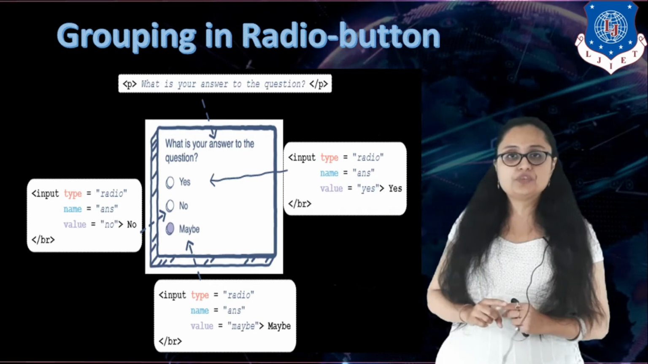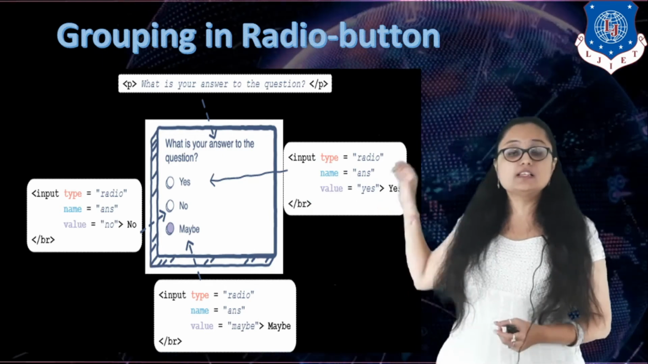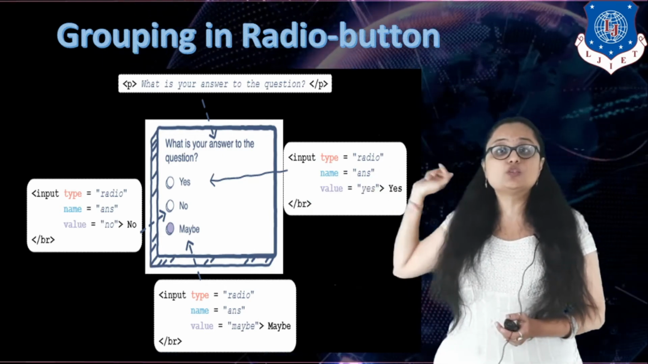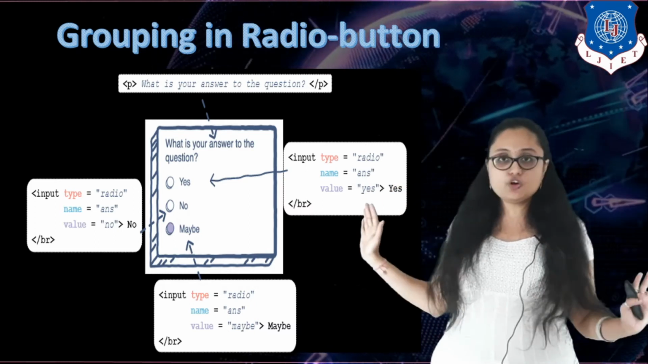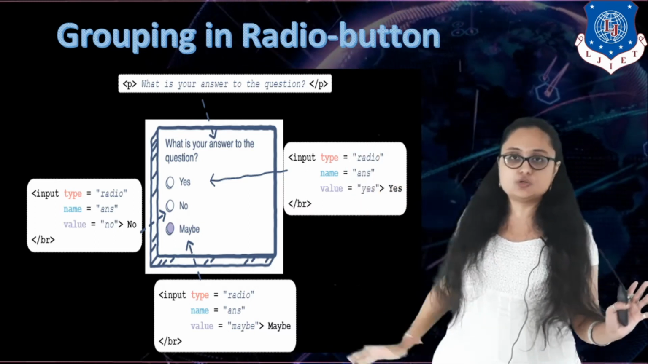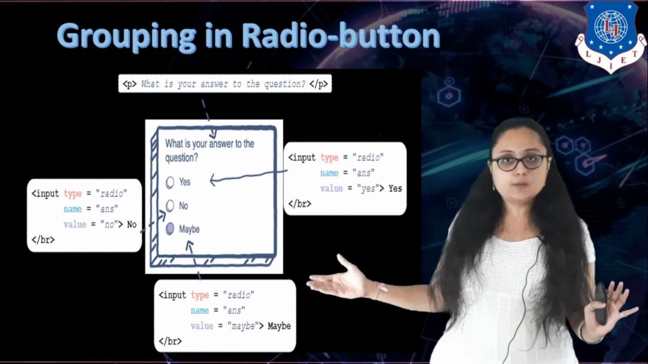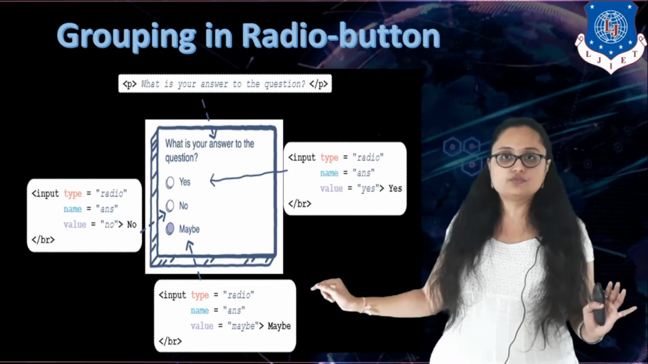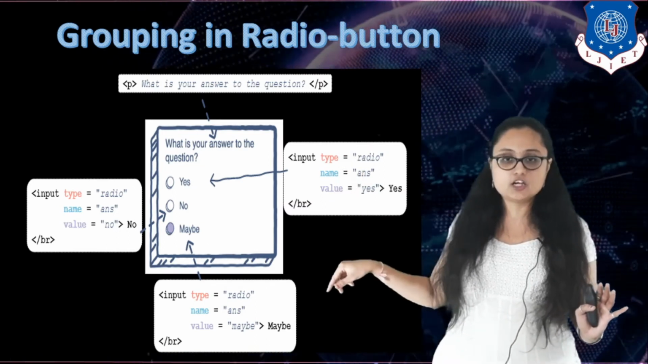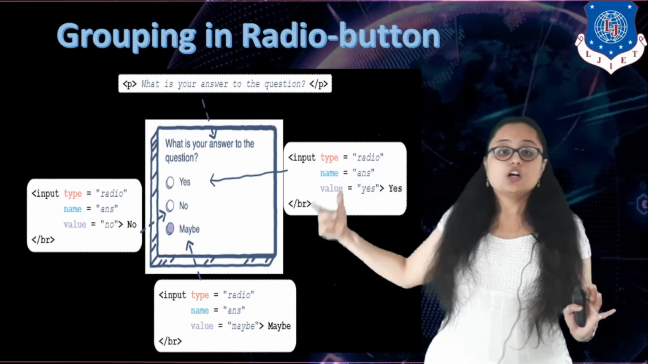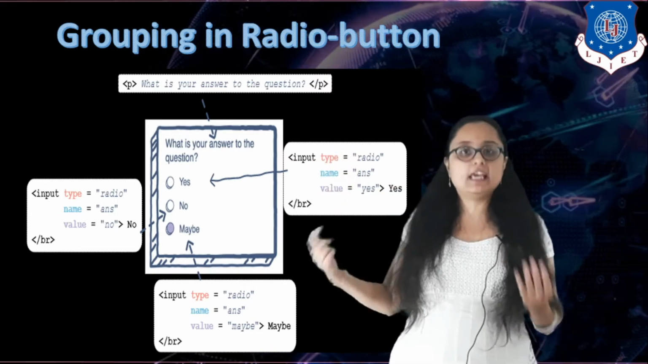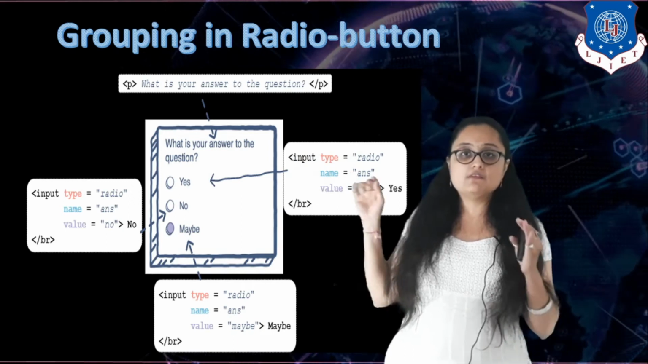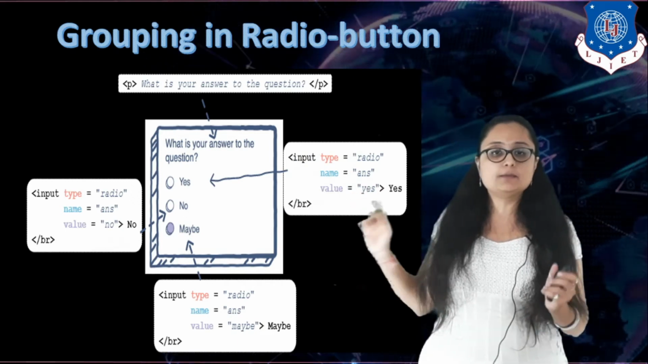How can I group them? It means how is it possible that I may be able to select only one of them? By default, if you write input type is equal to radio, it will create 3 radio buttons, but you will be able to click every button from them, right? So for grouping the radios, the attribute is name.